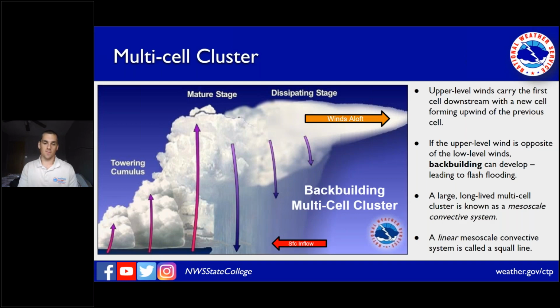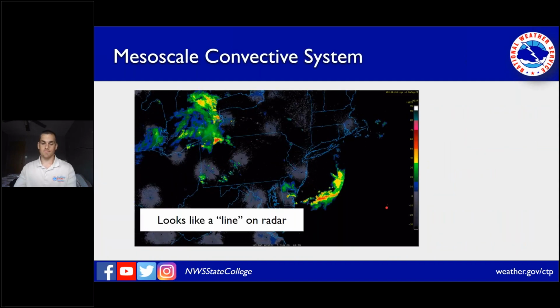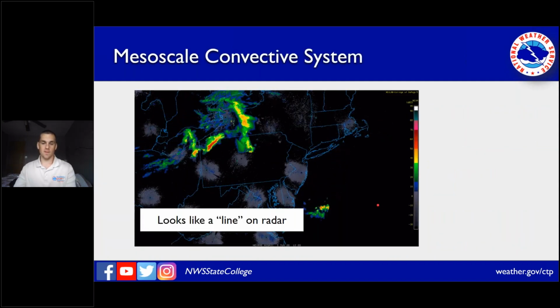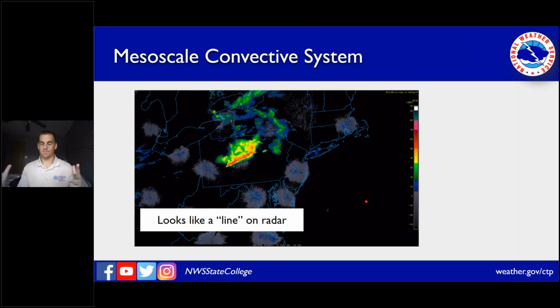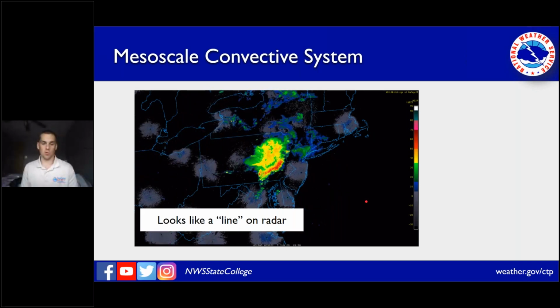And then if you get more of the linear, say a line of storms along a cold front, as we typically get a lot more of here in this part of the country, we would refer to that as a squall line. It's still an MCS, or mesoscale convective system. It's just a specialized type, if you will, in terms of a line, instead of a more circular or a larger complex look.